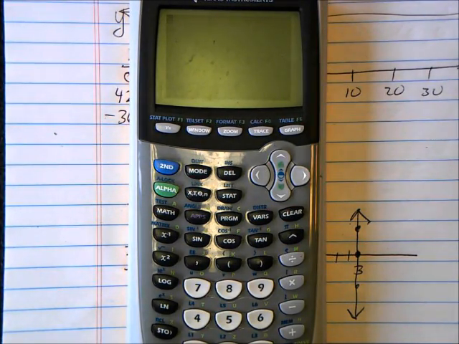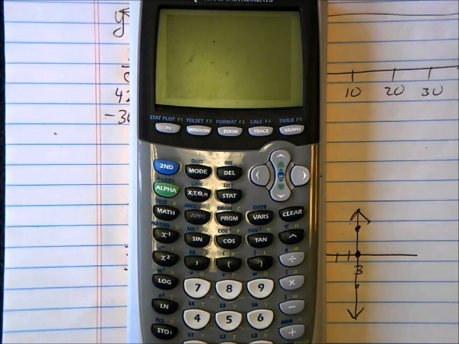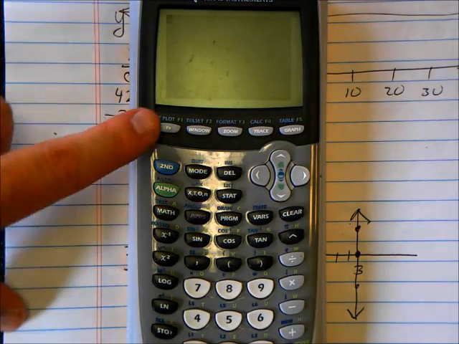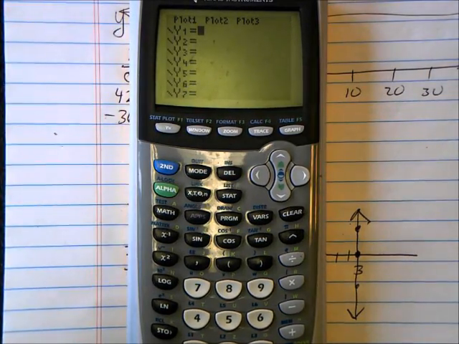How do you use this calculator to draw a graph? Let's say I wanted to graph, I don't know, what was one of those equations we had before? Y equals 2x minus 3, for example. How would I graph y equals 2x minus 3? I push the y equals button, which is this one up here. And it gives me a list of y1, y2, y3. I can graph a whole bunch of equations at the same time.